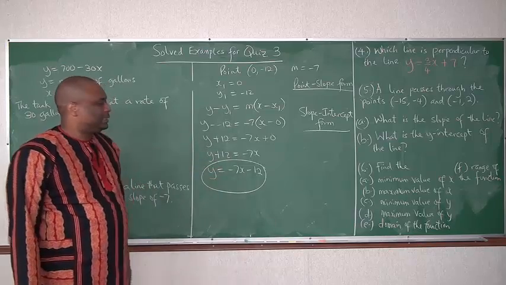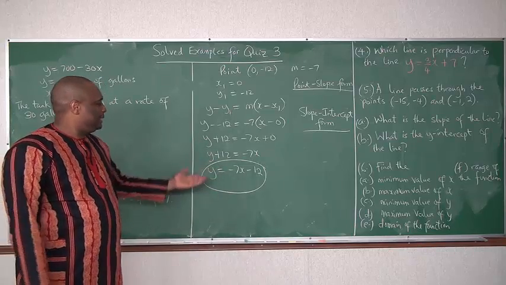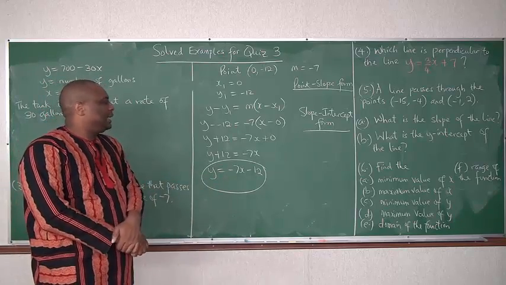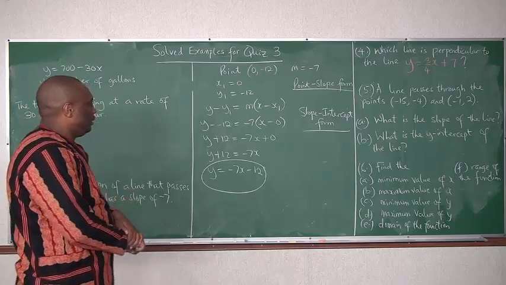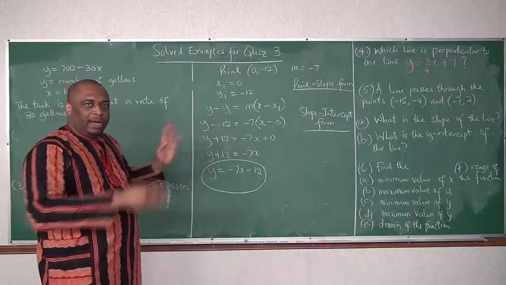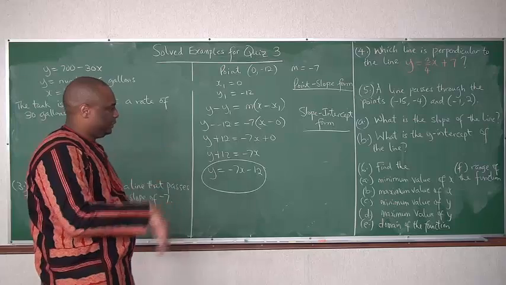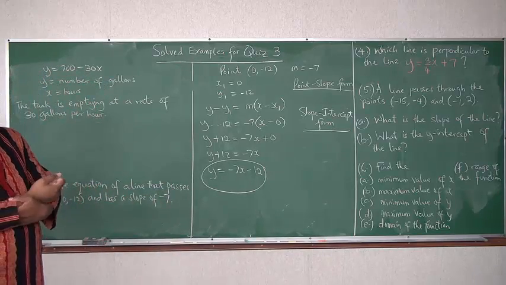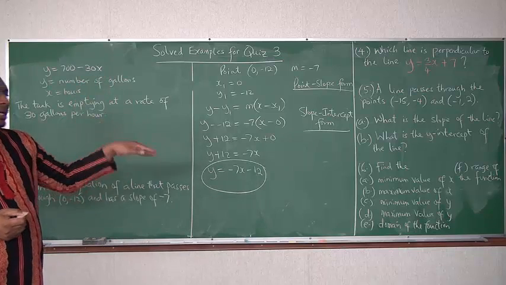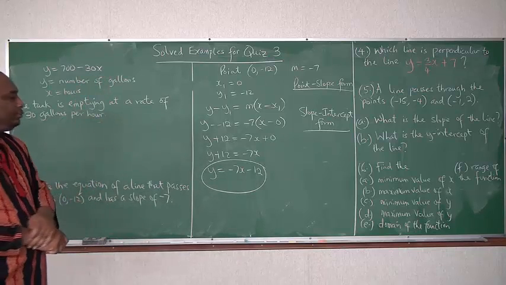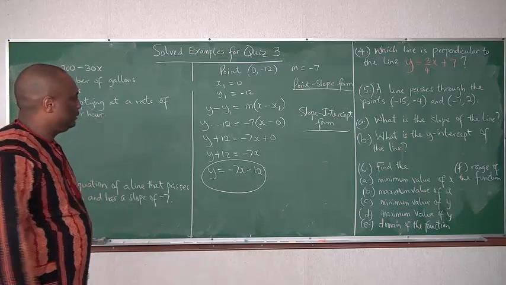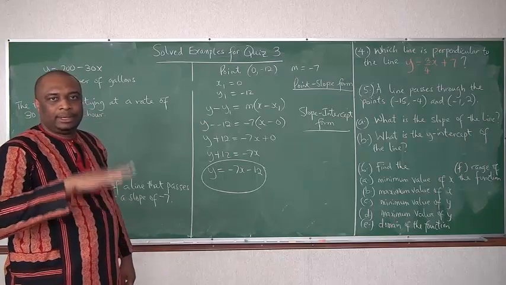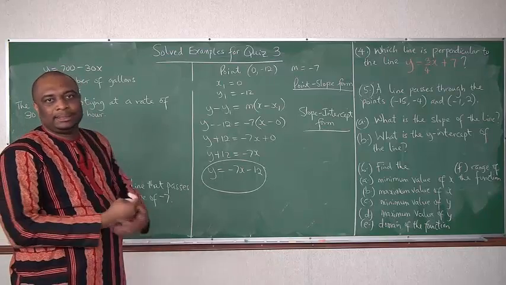If you want to put it in slope-intercept form, the m is negative 7. That's the negative slope. And the y-intercept is negative 12. From the videos we did, you know how the graph will look, right? The graph will pass through the negative y-axis at negative 12, below the y-axis, and it will be below the x-axis.